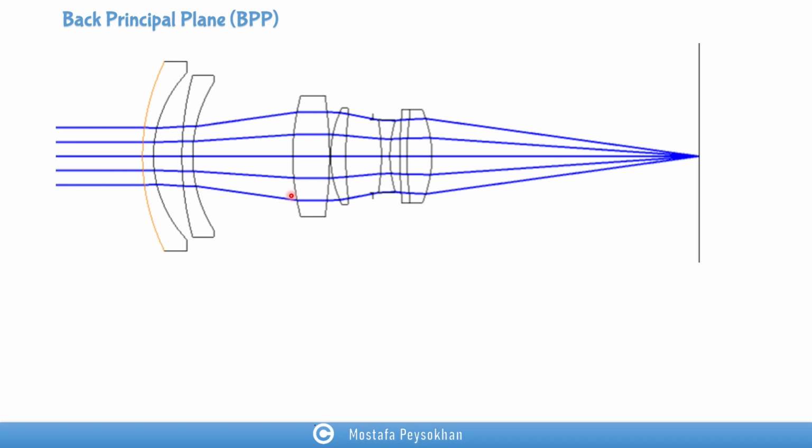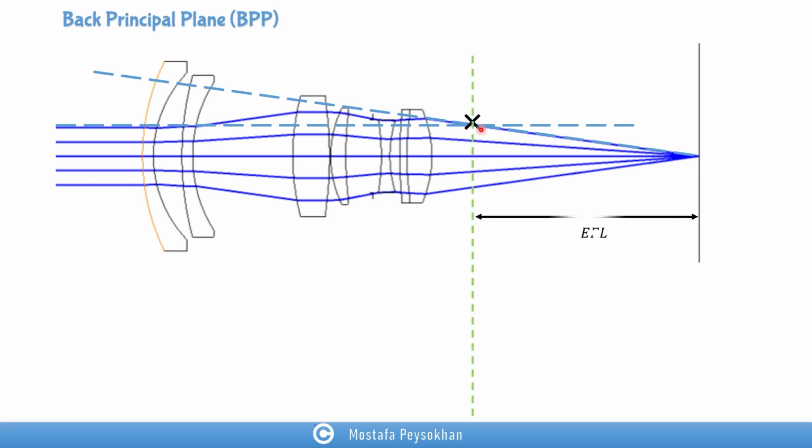Now let's think about it. The rays coming from infinity. First, we need to find the effective focal length of this system. The rays are coming from infinity, and then they converge at one point. So we draw another line. At the point that they cross each other, we can draw a surface or a line or a plane, and the distance from that surface to the focal point is the effective focal length of this optical system. So right now I have my effective focal length.